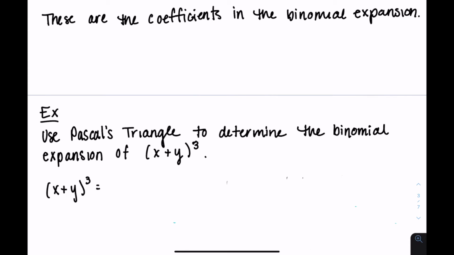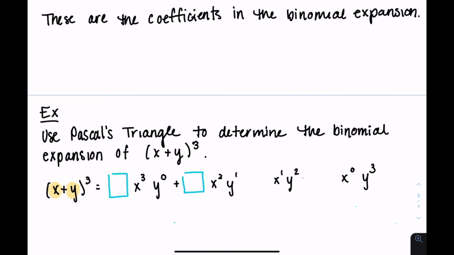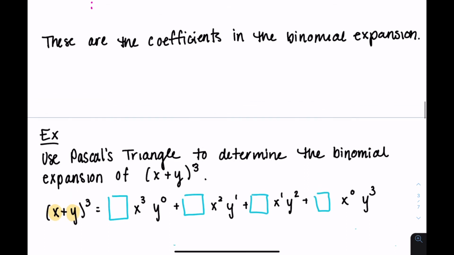So I've got (x + y) to the 3rd. There's ultimately going to be 4 terms in this expansion. So I'm going to ignore the coefficients first, and I'm going to go ahead and work with just these powers of things. So I've got x to the highest power, y to the smallest power. Decrease the power of x, increase the power of y. Decrease the power of x, increase the power of y, and then same thing here. The coefficients in front, I'm going to go ahead and just go to the corresponding row in Pascal's triangle.